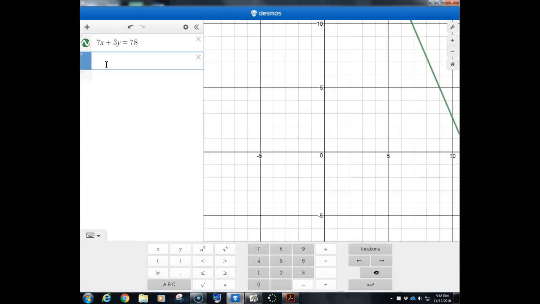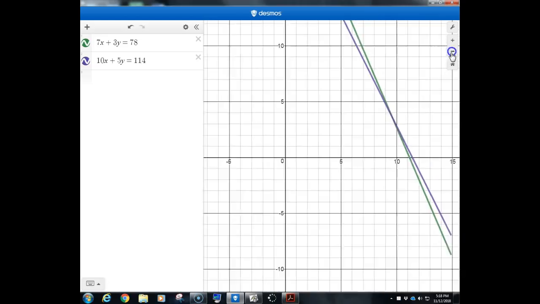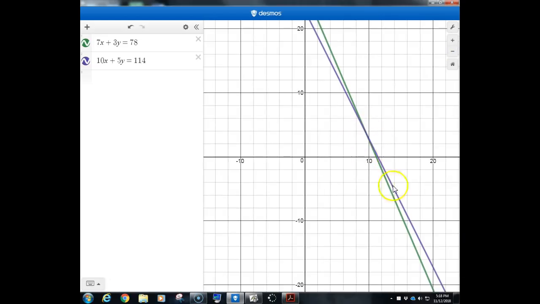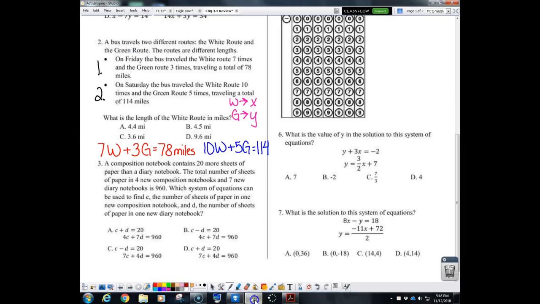And then it's 10X plus 5Y should equal 114, right? So here's your intersection point right here. If you click on it, it's going to be this dot where they intersect, okay? So you're going to get your solution point there, right?